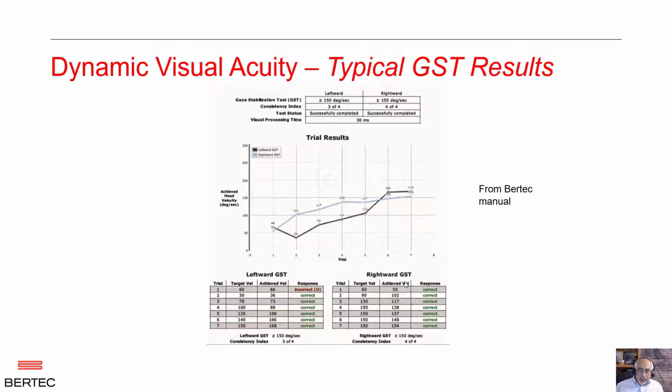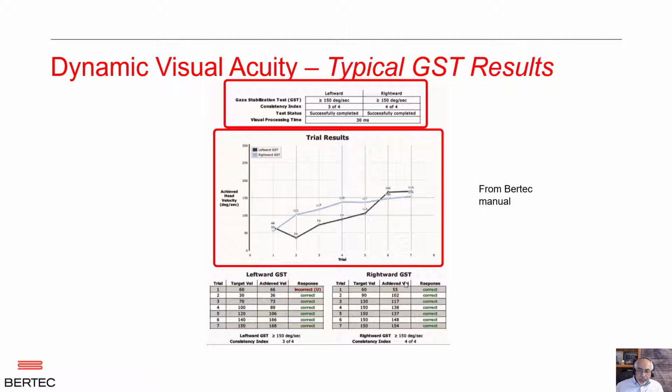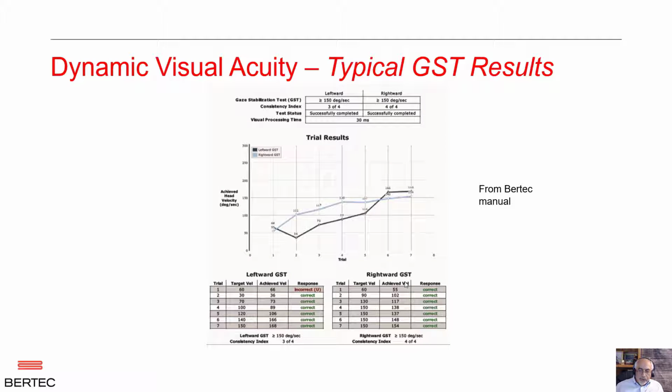The report for the GST is very similar to the DVA. The only exception is that in the graph and in the tables, instead of the optotype size, you see the head velocities. In fact, you see two different head velocities. The target velocity is the velocity that's set by the computer and is the desired velocity, and the other column you see is the achieved head velocity. This is the actual head velocity that the patient achieves during each trial. By relying on the achieved head velocity for the analysis, it's likely that the results will be more accurate.